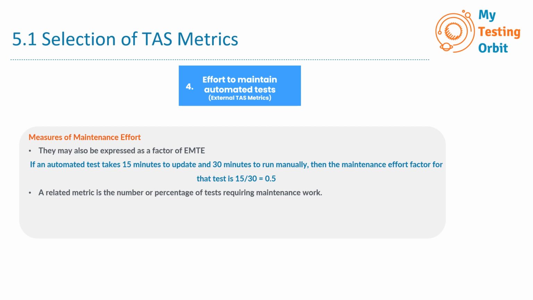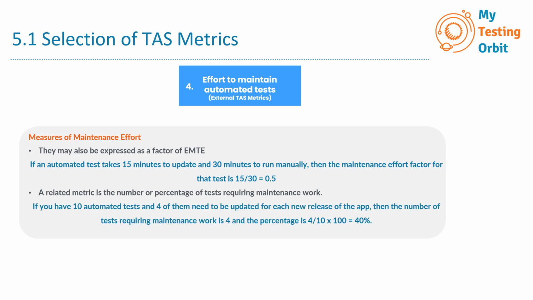Then we have a related metric, which is the number or percentage of tests requiring maintenance work. If you have 10 automated tests and 4 of them need to be updated for each new release of the app, then the number of tests requiring maintenance work is 4, and the percentage is 4 divided by 10 times 100, which is equal to 40%. This example effectively shows how you can use the number and percentage of tests needing maintenance to assess the stability and maintenance needs of your application after each release. It's a straightforward way to gauge the maintenance workload.